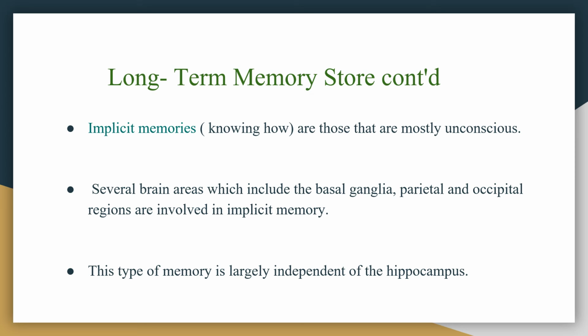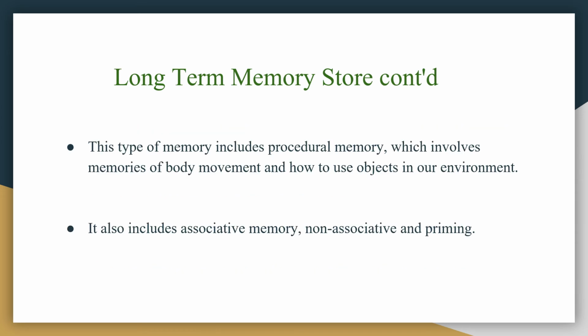Implicit memories are those that are mostly unconscious. Several brain areas, which include the basal ganglia, parietal, and the occipital regions, are involved in implicit memory. This type of memory is largely independent of the hippocampus. Implicit memory includes procedural memory, which involves memories of body movement and how to use objects in our environment. It also includes associative memory, non-associative memory, and priming.